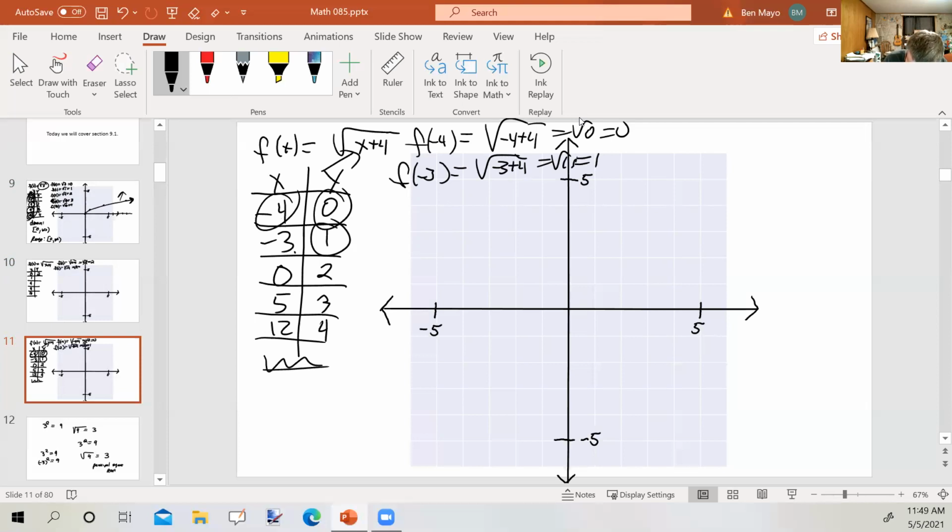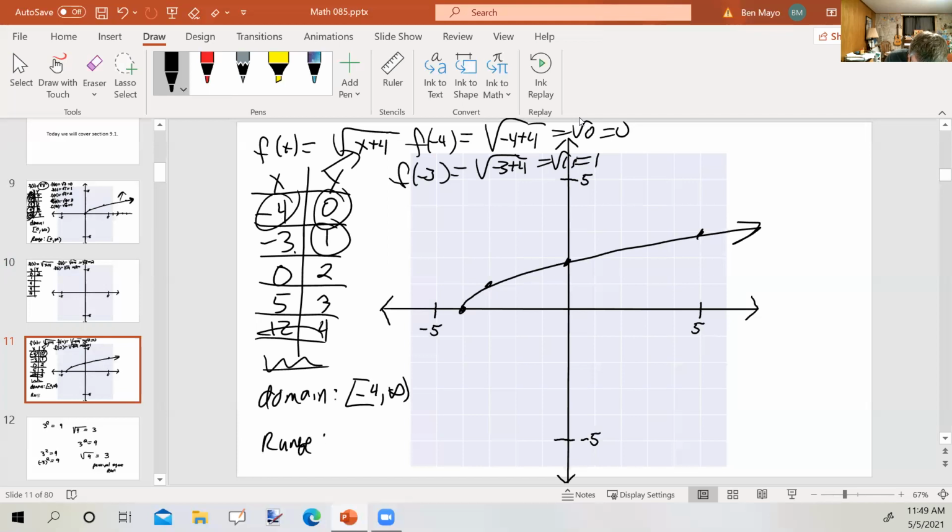Okay, so x is negative 4, y is 0, x is negative 3, y is 1, x is 0, y is 2, x is 5, y is 3, and we'll skip that one. So now my graph looks like this. So the domain is what? Negative 4 to infinity, and the range is still 0 to infinity.